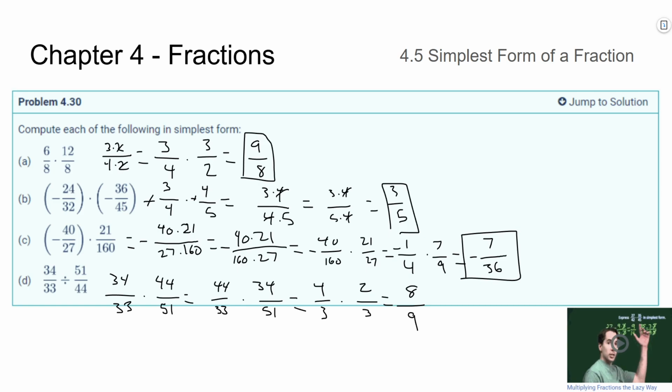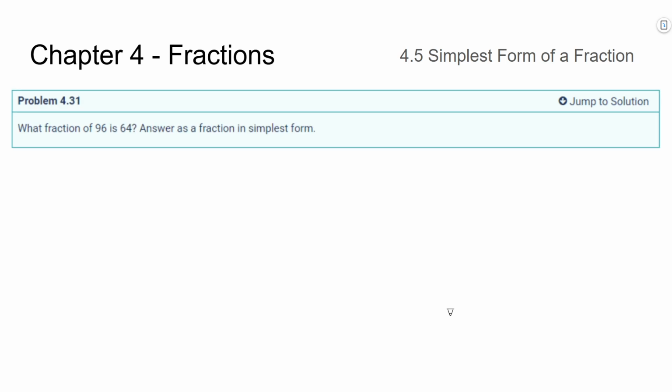I'm just looking to see if there's any other ways to do this here. Okay, what fraction of 96 is 64? Okay, so another one where it might be hard to know where to start with this. What fraction of 96, of means times, of 96 is 64?